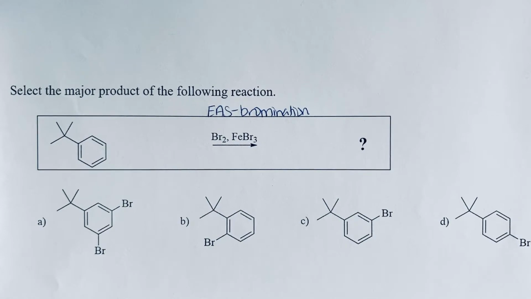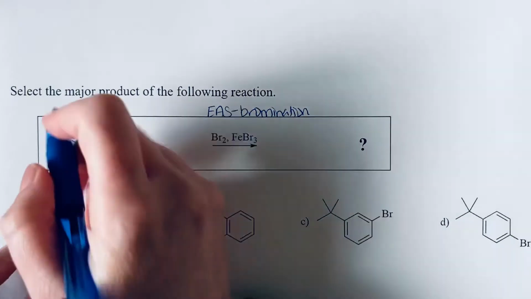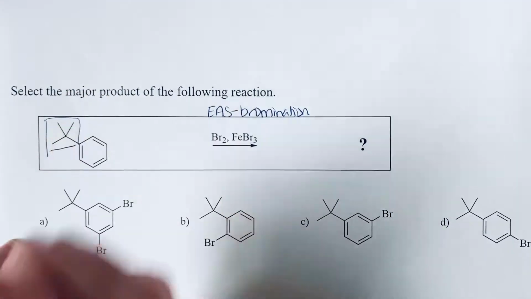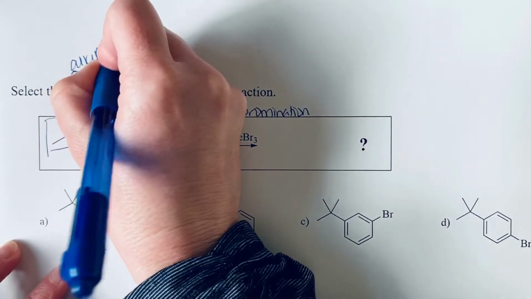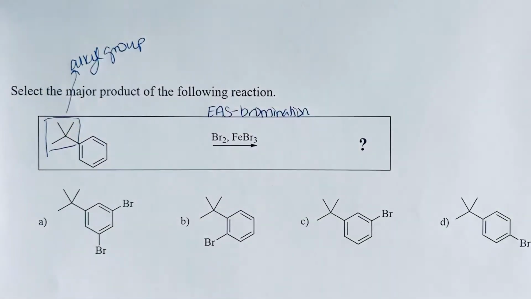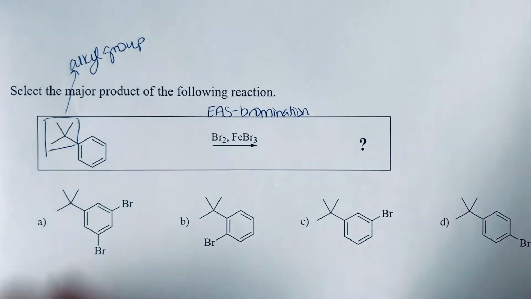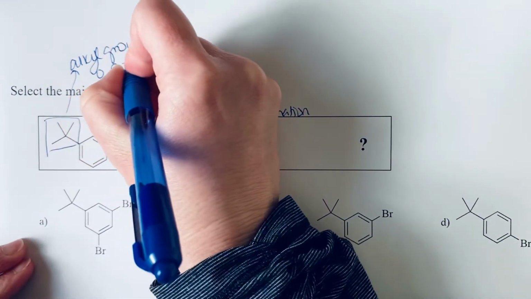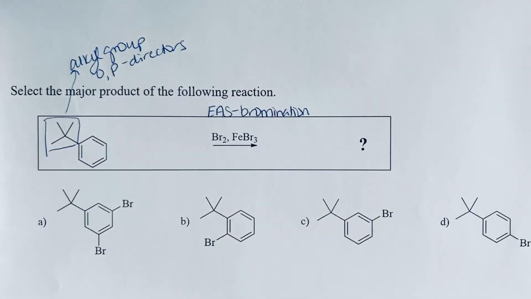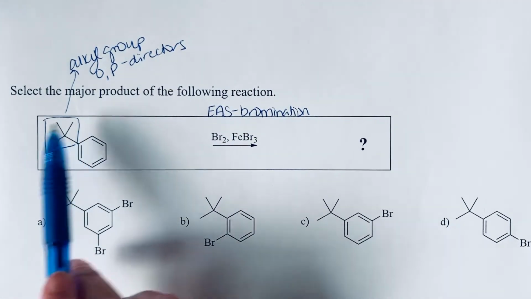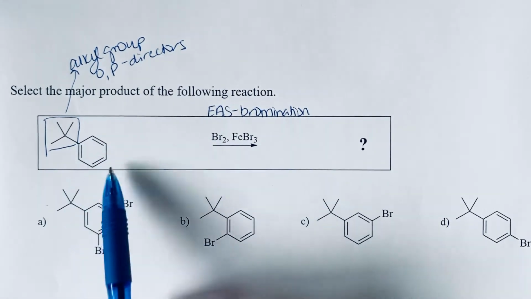So in order to decide where that bromine is going to be added to the ring, we need to know what sort of director this group is. And so we have an alkyl group here. So that is a carbon-based group, and these are ortho-para directors. And we can see that in the way that they can stabilize the carbocation intermediate that forms in an EAS reaction. And so this will direct an incoming bromine to the ortho or the para positions.